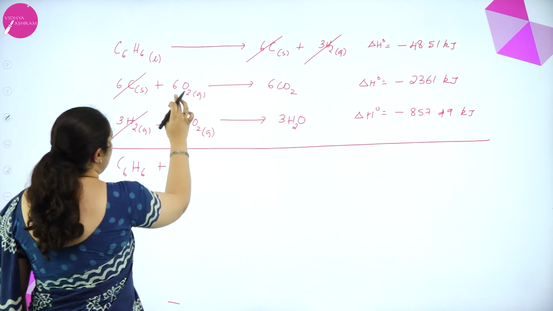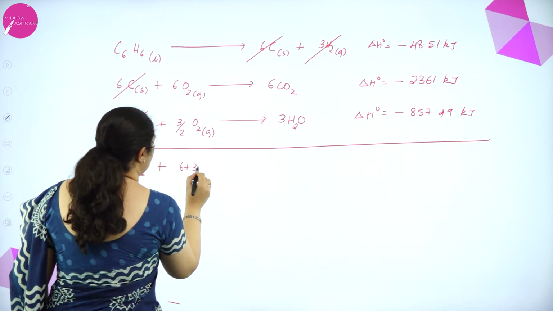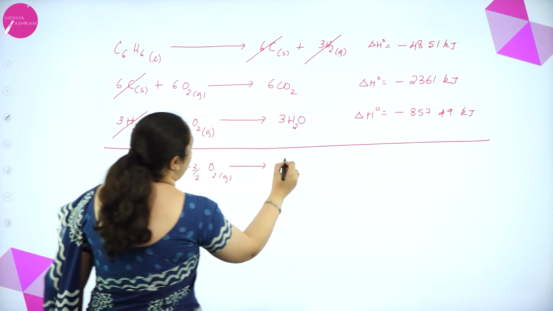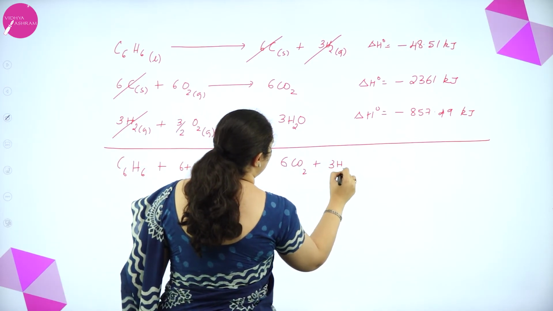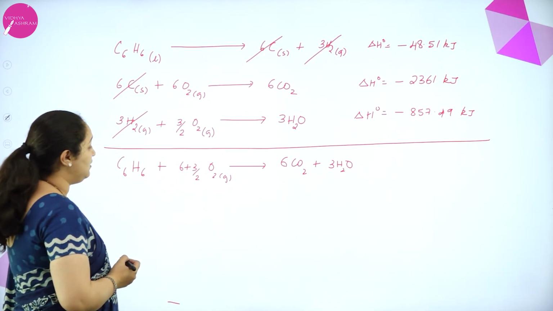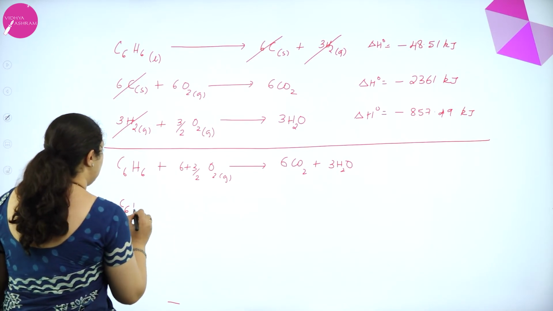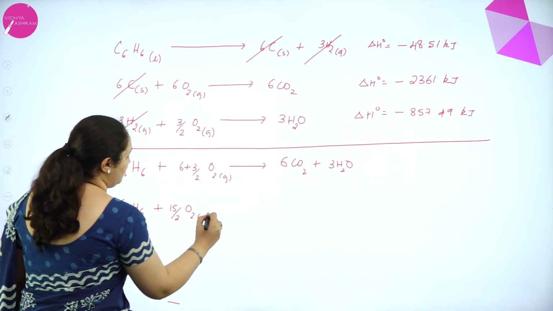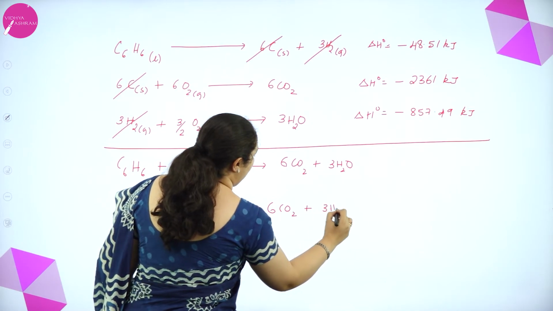C6H6 plus 6 plus 3 by 2 O2, giving 6 CO2 plus 3 H2O. Now what is the common LCM? 2. 12 plus 3 is 15. So this will be C6H6 plus 15 by 2 O2, which will give 6 CO2 plus 3 H2O.